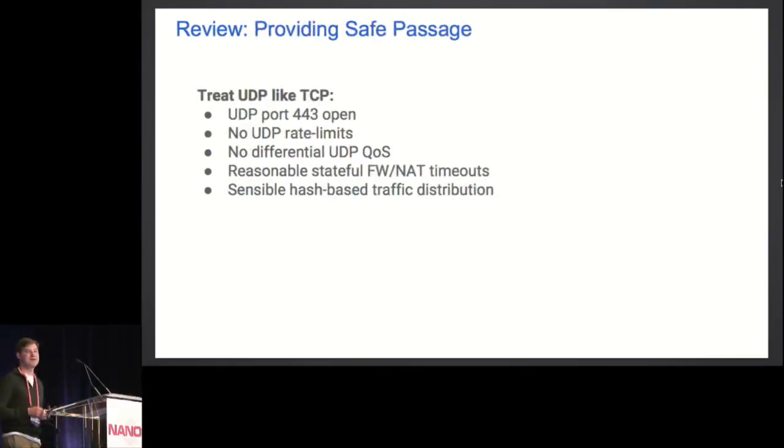So how do we get safe passage of QUIC? Basically, treat UDP like TCP. Open 443, don't rate limit it. Make sure that the QoS is set up reasonably. As I said, reasonable firewall and NAT rules. And have your traffic distributed evenly.